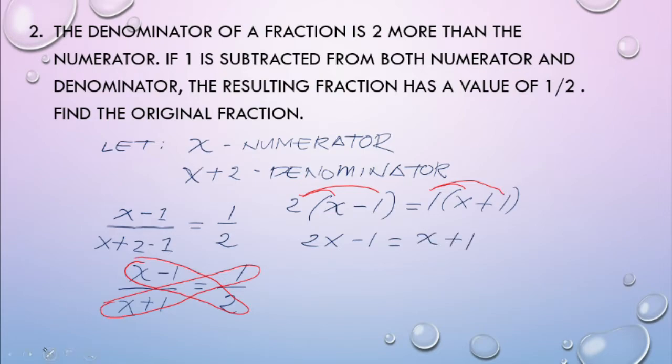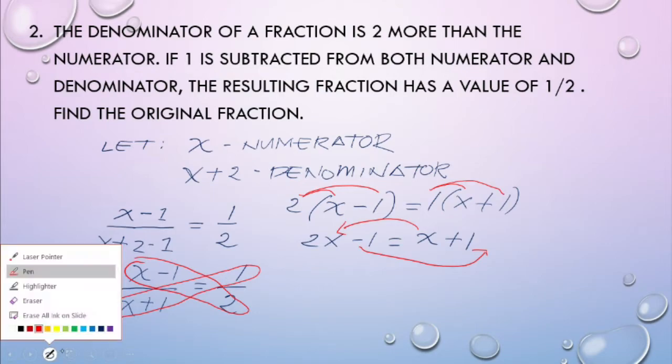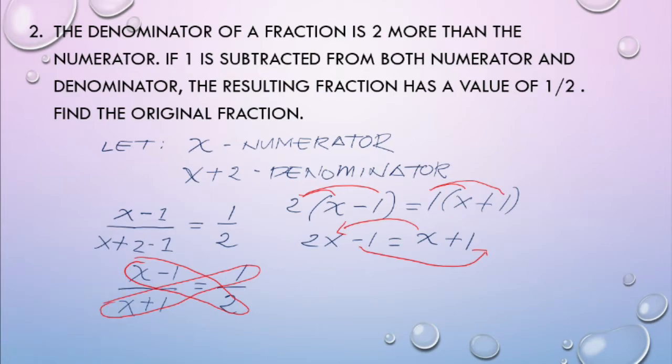Then, combine like terms. So, itong x na nasa right side, pwede natin siyang ilipat dito, then apply the additive inverse. Then, yung negative 2 sa left, ililipat naman natin sa right side. Then, applying also the additive inverse. Okay? So, magiging 2x minus x equals 1 plus 2. Then, simplify. 2x minus x is x. 1 plus 2 is 3.